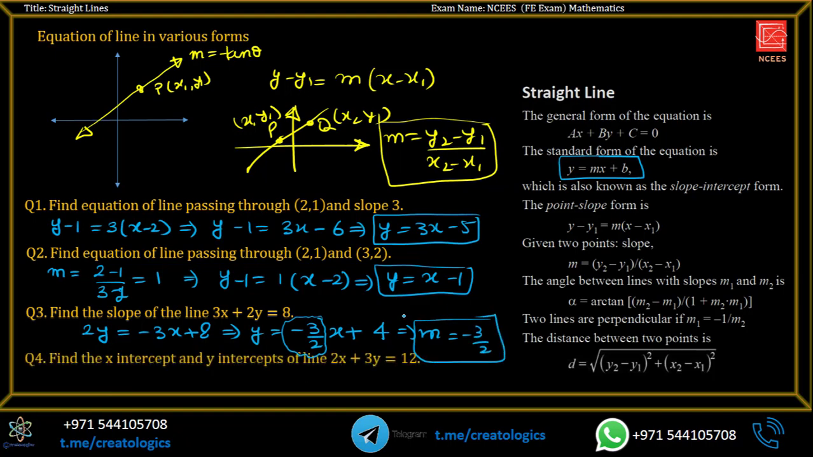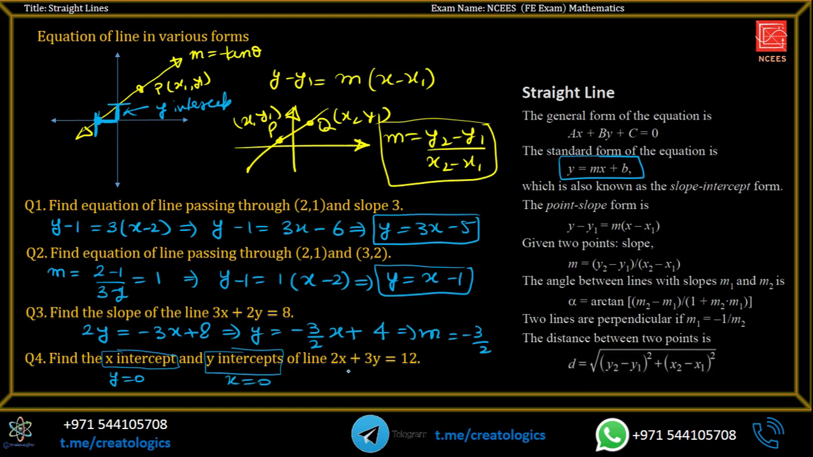Next question. Here the question says, find the x-intercept and y-intercept of this line. What do you mean by x-intercept? If this is the line, you can see it cuts the x-axis at this point. So this distance is the x-intercept, and where it cuts the y-axis, this distance is called the y-intercept. So I can say, to get the x-intercept, you can just put y is equal to 0, and to get the y-intercept, you can put x is equal to 0 in the original equation of the line.